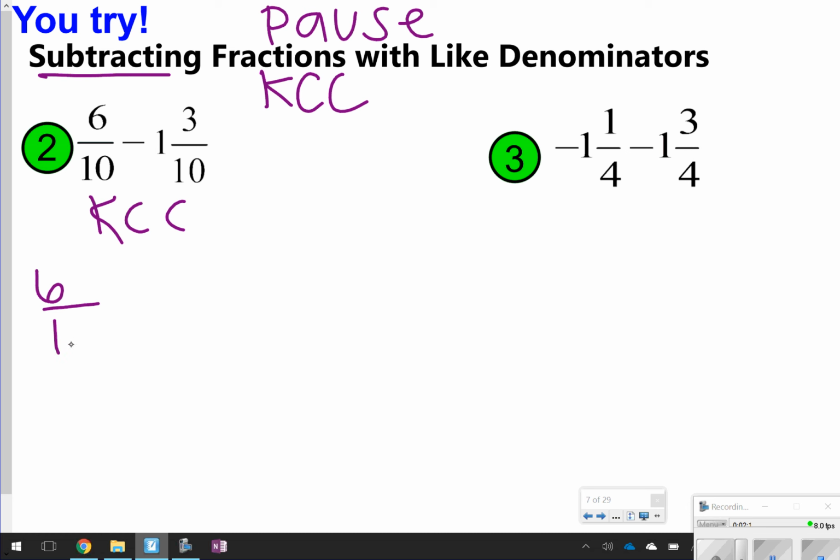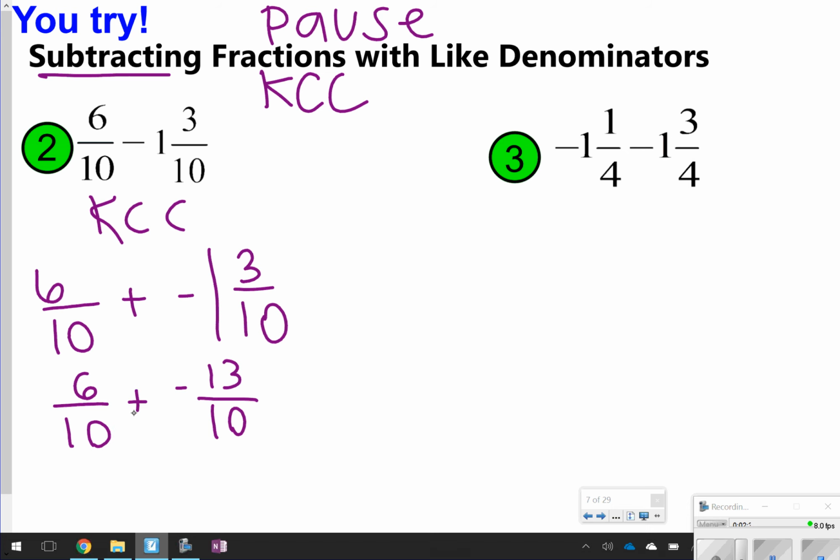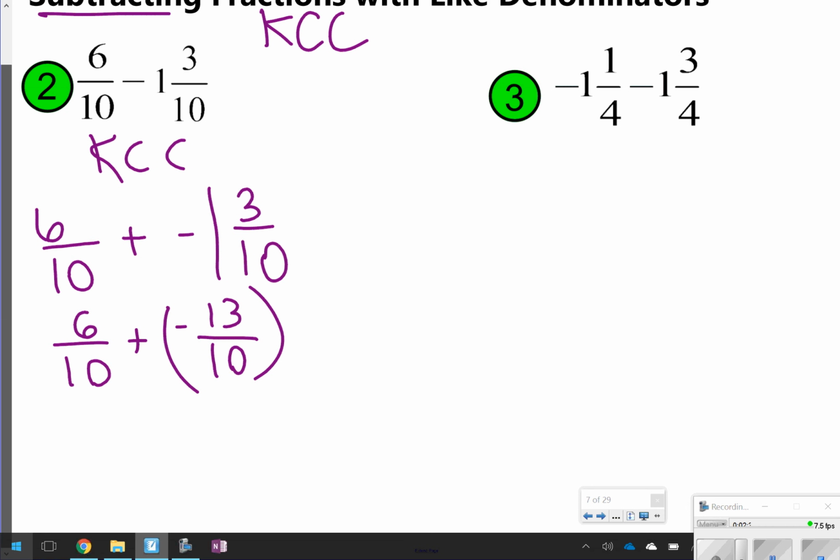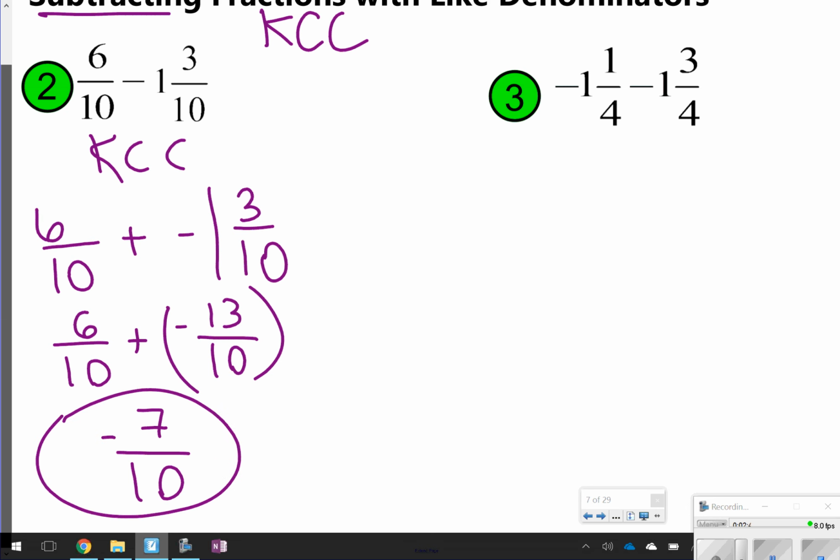That's going to be 6/10 plus negative 1 3/10. I do have different signs, subtract. I can't subtract 3/10 minus 6/10 though, so what I'm going to do here is I'm actually just going to change it to an improper fraction. 10 times 1 is 10 plus 3 is 13, so 6/10 plus negative 13/10. Okay, now I can subtract 13 minus 6, that's going to give me 7, keep my 10, and keep the sign of the larger value, which is going to be negative because 13/10 is larger than 6/10.